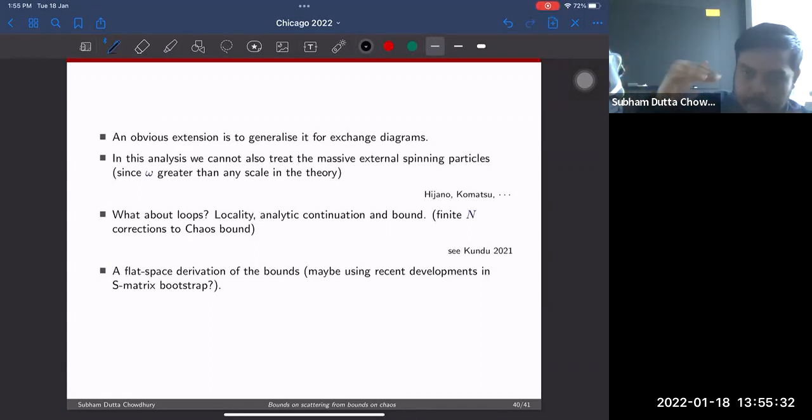But there have been subsequent follow-ups of this formalism by Hijano and Komatsu, and I was trying to see if their methods can be used to derive a similar bound for massive external spinning particles as well. But yeah.